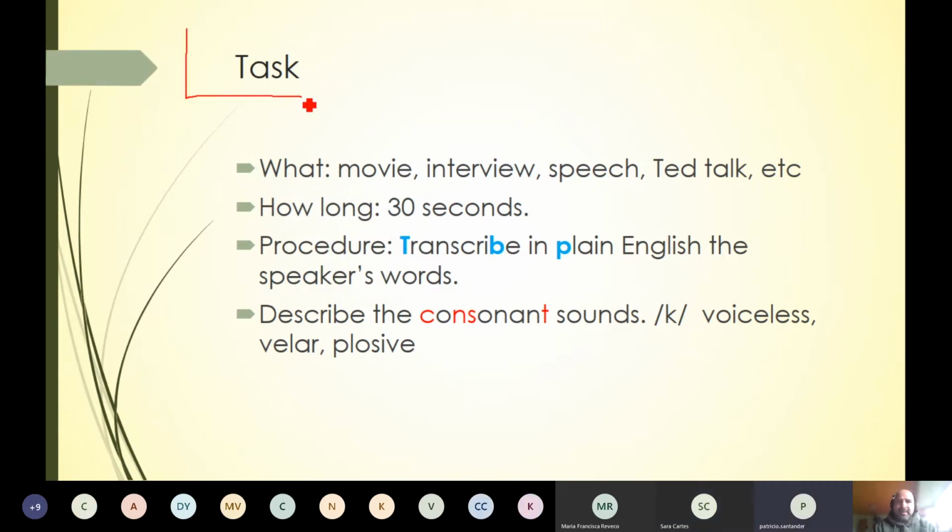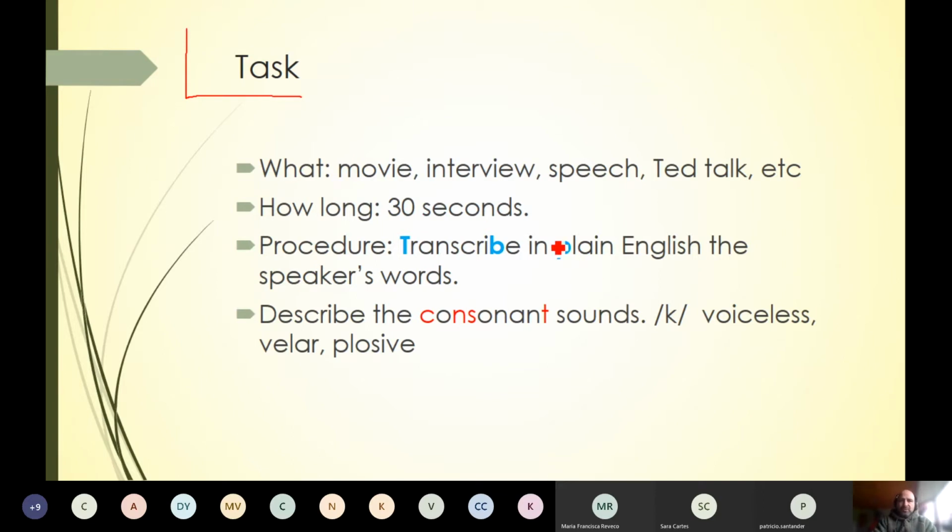Perfect. So you can choose a movie, an interview, a speech. You can find someone giving a speech in a TED Talk. You can find that on YouTube, which is quite interesting. You can even use a song. The point is selecting a resource in which someone is speaking in English, someone is talking about something that you are interested in. It could be something that you consider interesting or something that you want to find out about. For how long? For 30 seconds.